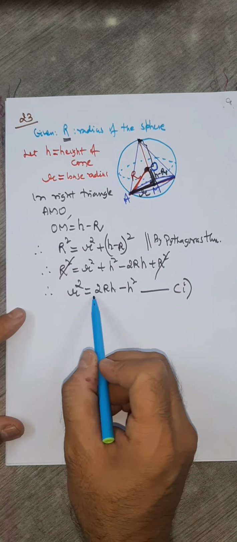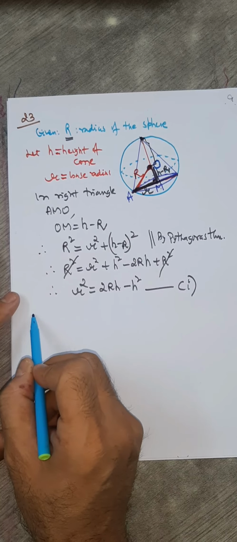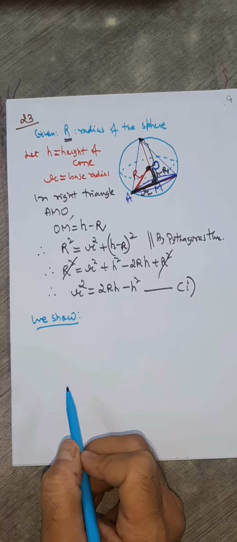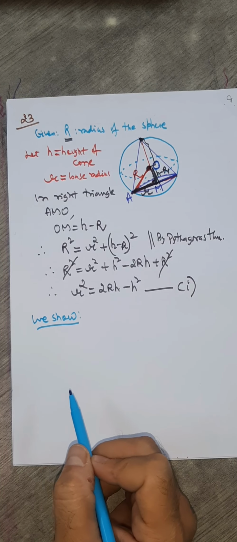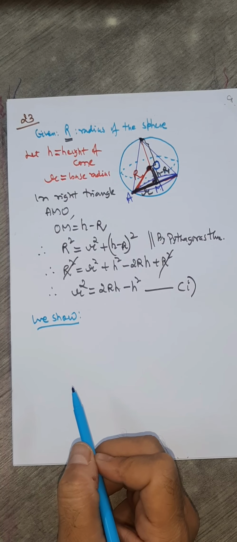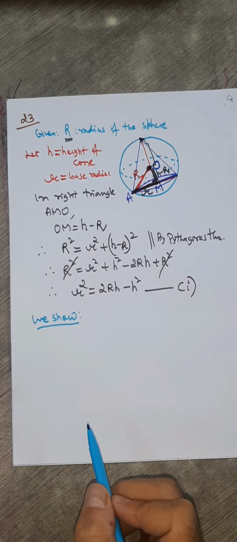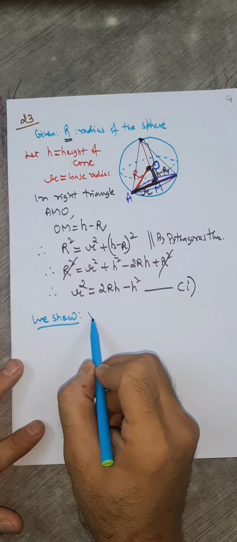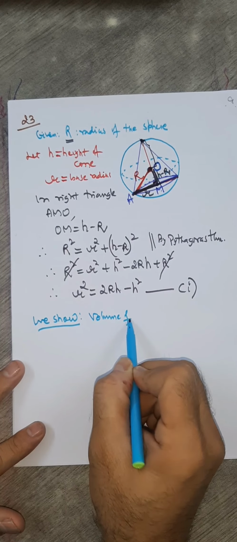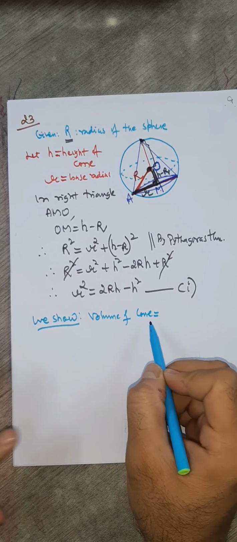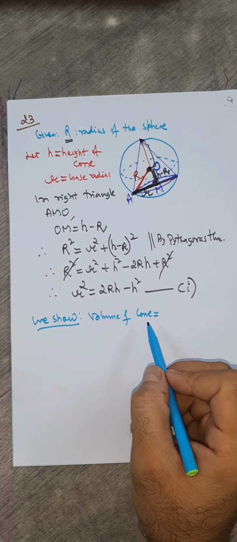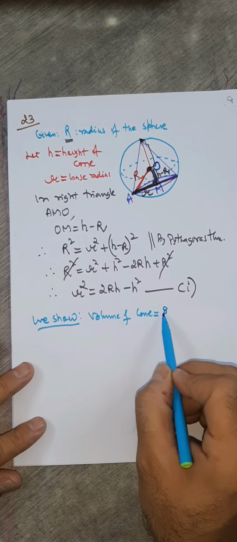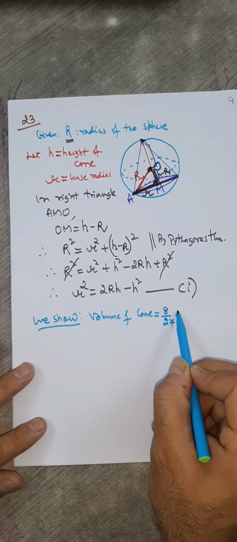Fine. Now what you want to do, I'll write, so you can keep it in your mind. Show that the radius R is 8 by 27. Let me read the entire question. So we'll show that the volume of cone is equal to 8 by 27 times the volume of sphere.